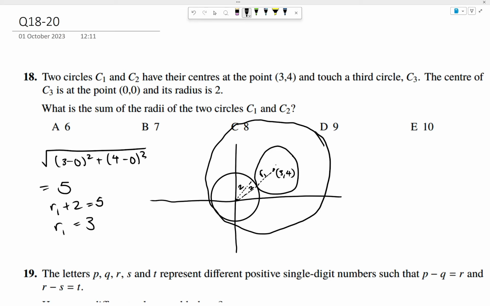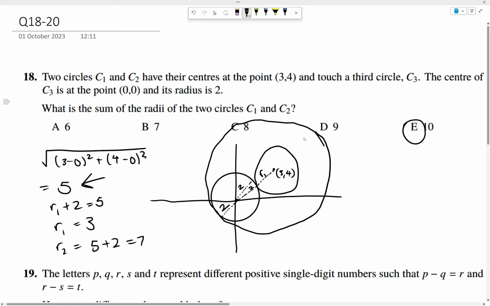And then the next thing is that R2 is the radius of the big circle. So R2 is equal to this length here plus this length here. So it's equal to 5 plus 2, which is 7. So the sum of the radii of the two circles is 3 plus 7, which is 10.